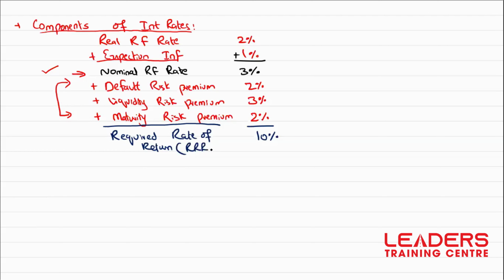You may also call this RRR, and this required rate of return would also be the discount rate that you would use to discount the cash flows.